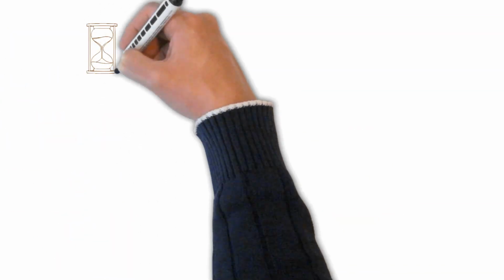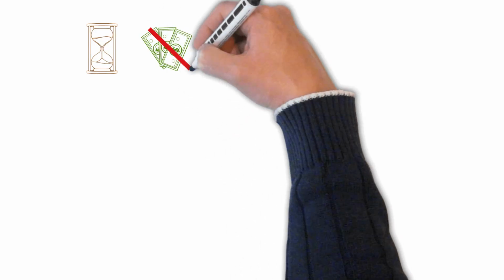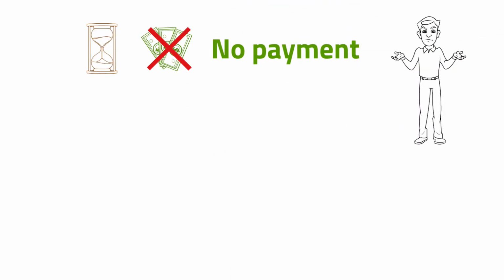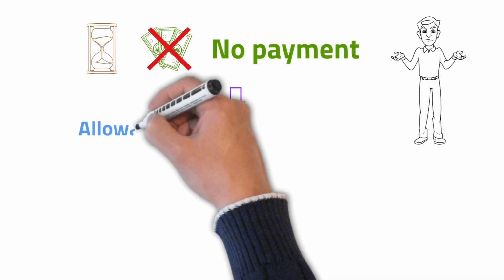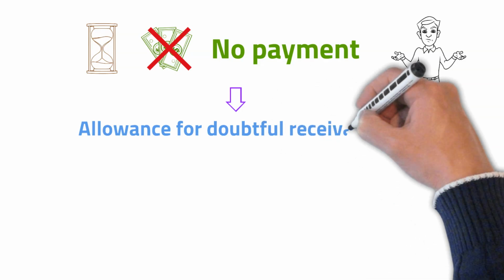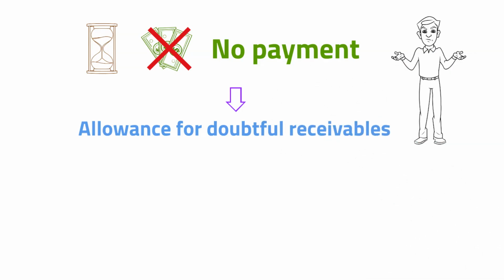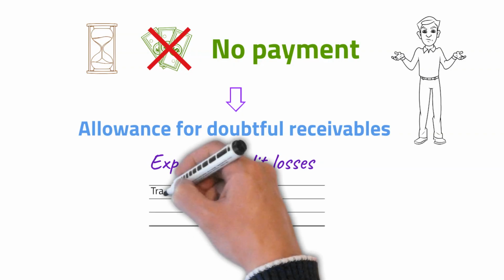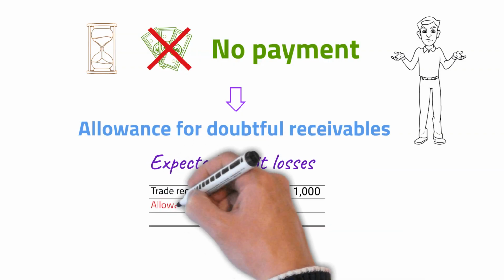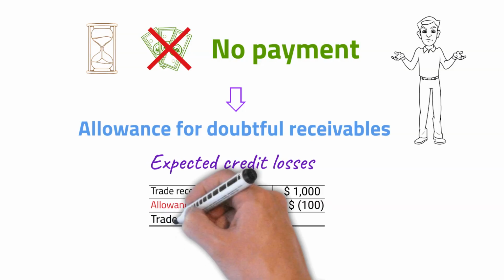But not all customers pay. Here and there you will have the customers who run out of money, disappear, or simply ignore your requests to pay. Accounting principles typically require you to recognize a so-called allowance for doubtful accounts receivable for expected credit losses. On the balance sheet, you show trade receivables gross, less allowance for doubtful accounts, which gives trade receivables net.